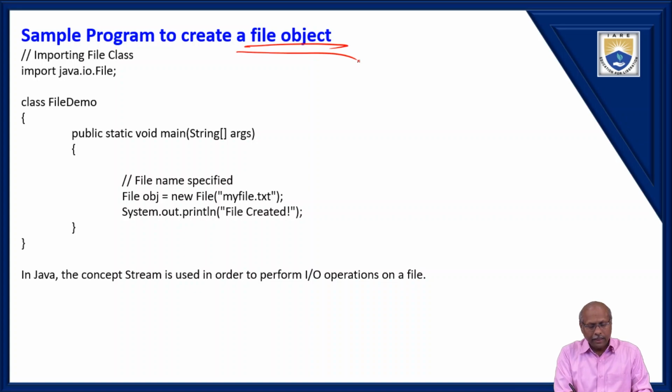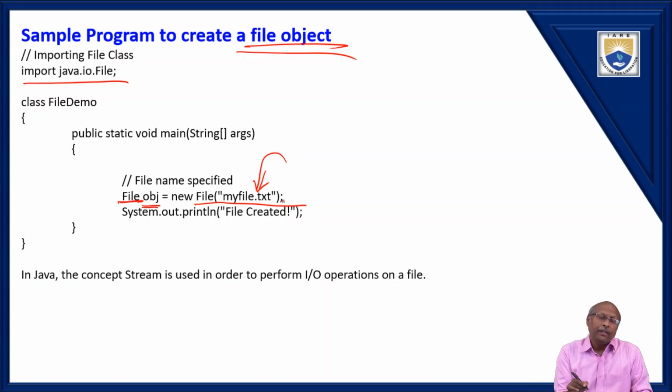So to create file object, you have to use a class called File class. And these classes are available in a special package called IO package. So first statement is import java.io.File. Now here this class has one constructor which takes one parameter, that is name of the file. Once you pass the name of the file, then with that name it will create an object. Then this object is the representation of myfile.txt.